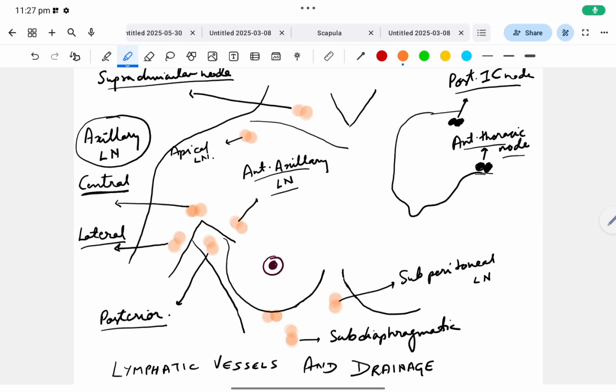One group of lymph nodes is also there. These are anterior thoracic nodes. See, these two are the same, this one and this one. Okay. Don't confuse between them.